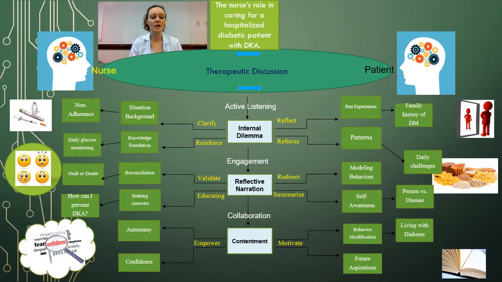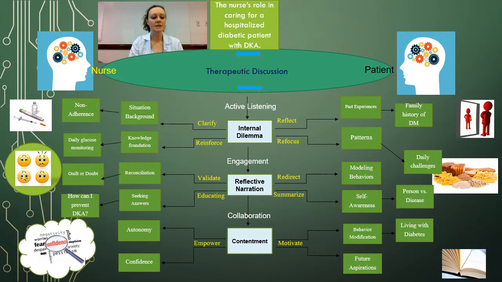Oftentimes, through exposure of past experiences, there become patterns of behavior that come to the surface. And with that, there are feelings. So the nurse can help reflect with the patient on those feelings and those past behaviors. Maybe they've been hospitalized for DKA in the past, or maybe they've had family members who've had it and they're reflecting on their experiences. So it's really important for the nurse to refocus and help the patient work through that, and even identify any challenges that they have on a daily basis.